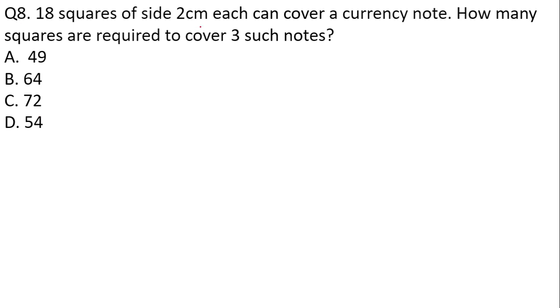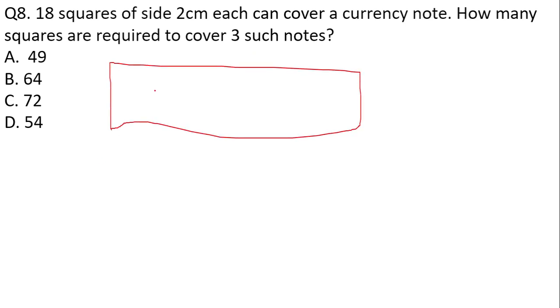Moving on to the next question. 18 squares of side 2 cm can cover a currency note. How many squares are required to cover such notes? For example, this is one currency note. I'm not able to draw it properly, just try to understand. So 18 such squares are required to cover this currency note all over. For one currency note, we are requiring 18 squares.